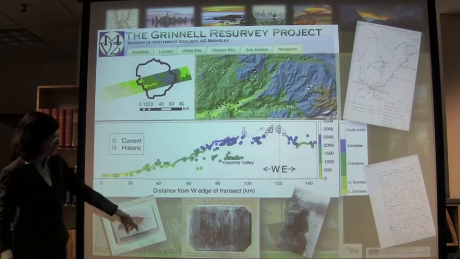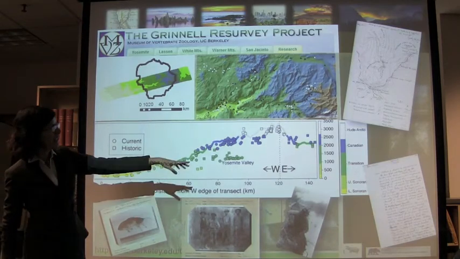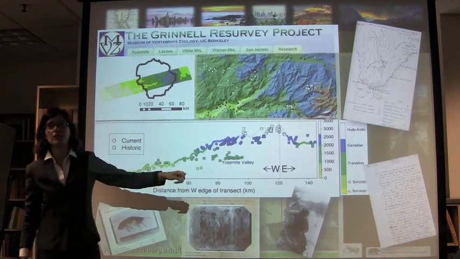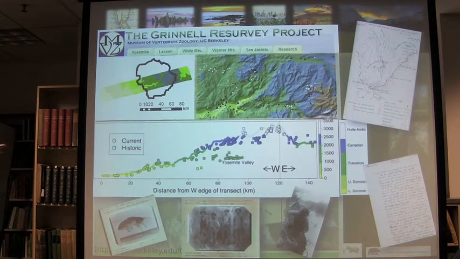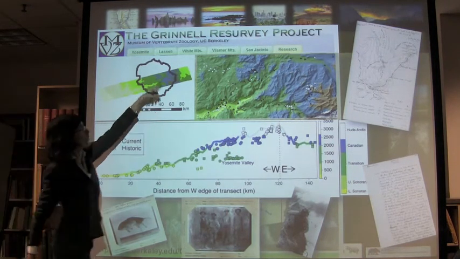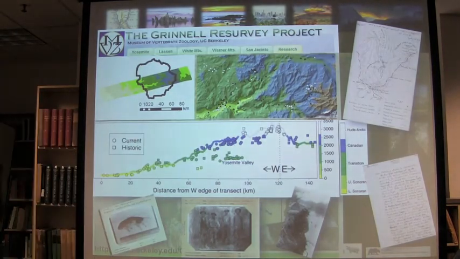You have photographs of specimens, photographs of the researchers and how they set up, and also written descriptions of what they did and where they did things. This is just an example of the Yosemite Transect. This is Yosemite National Park. This is the transect, and where these historical surveys occurred and where the modern resurveys occurred as well.